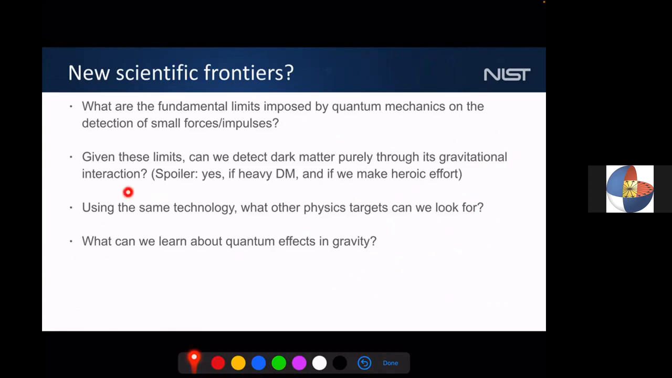Of course, along the way, you should also be asking, hey, as we build all of these different apparati, what are the other physics targets that we can look for? What are the other physics that we'll learn? So I'd like to think about that as we go through the talks throughout the work today. And then finally, you know, what can you learn about quantum effects and gravity? So I've laid out two different pathways, but I think there's a lot more out there. So I'm really looking forward to the rest of the talks.